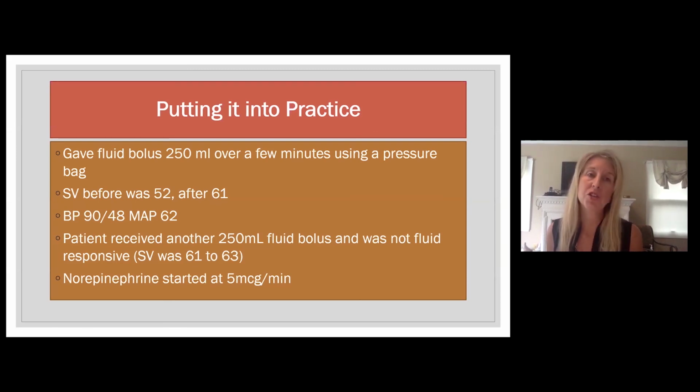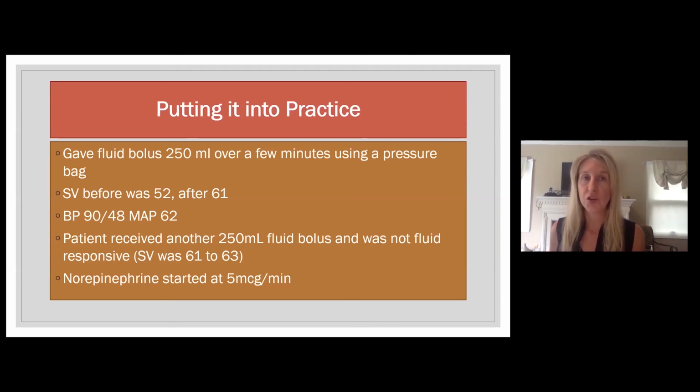This particular patient, I obtained the stroke volume and it was 52. I gave the fluid bolus using a pressure bag, and the stroke volume after the fluid bolus was 61. So what does that tell me, or told me? That my patient was fluid responsive. Their stroke volume went up by more than 10%. So that told me they were on that ascending part of the Frank-Starling curve, and they weren't quite euvolemic. My blood pressure after that was a little bit better, but I still wasn't happy.